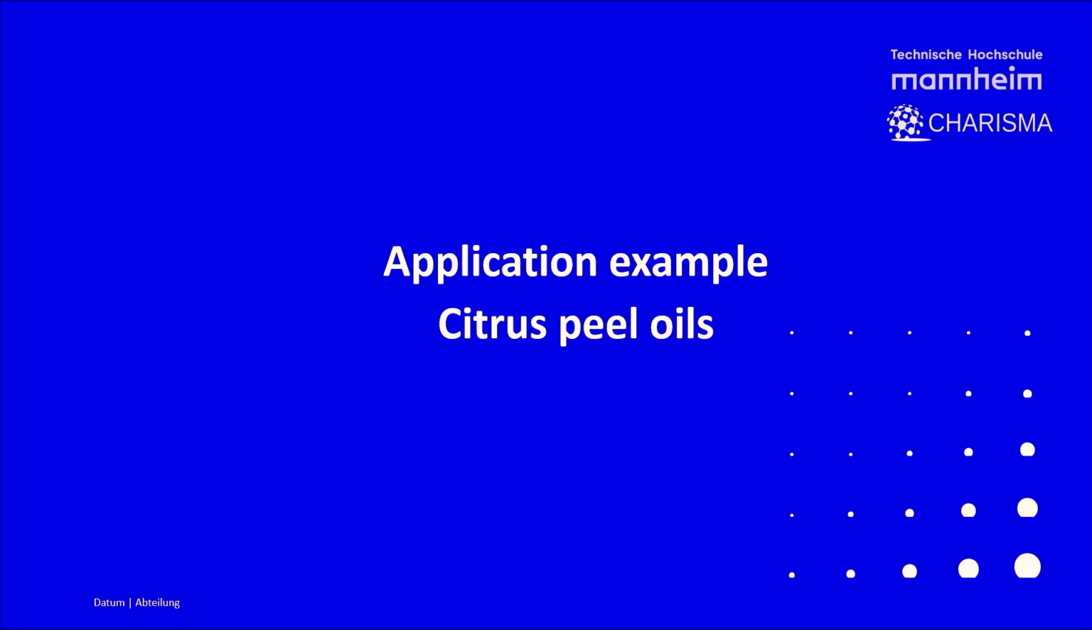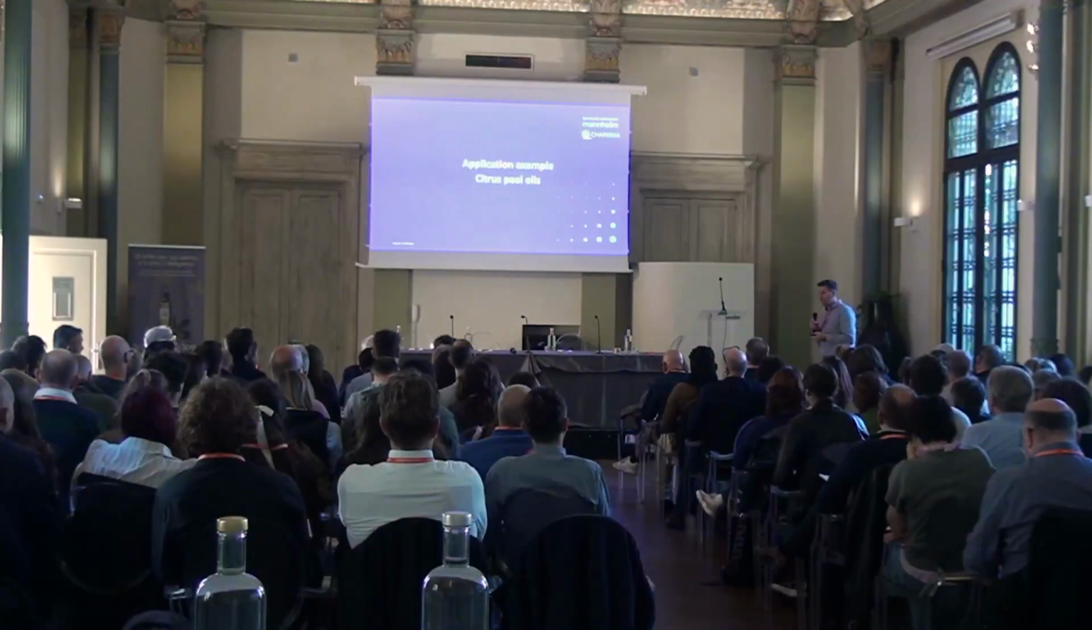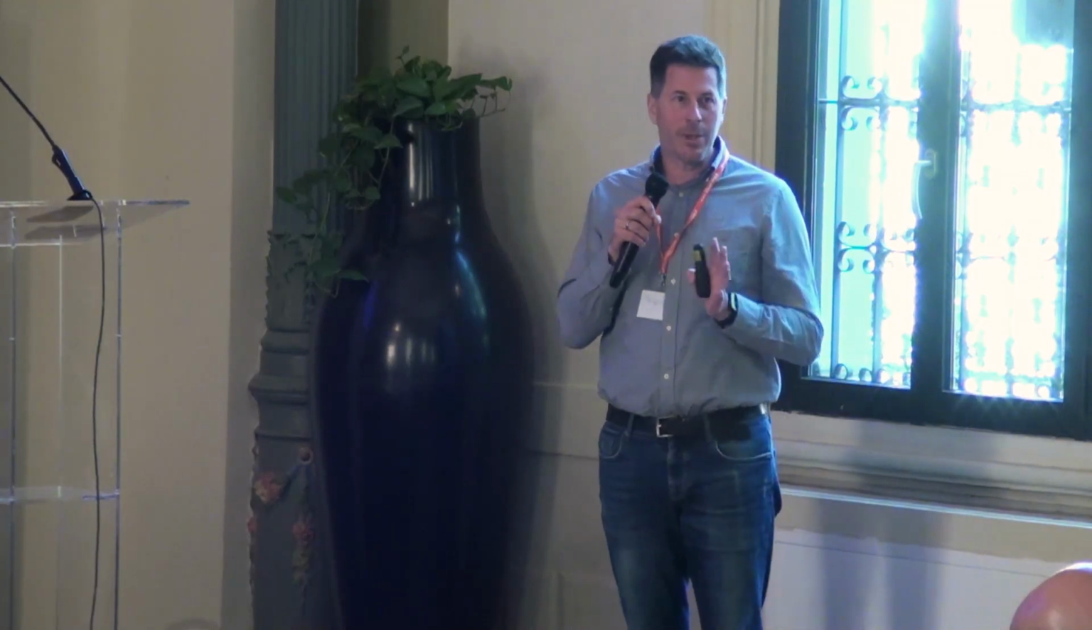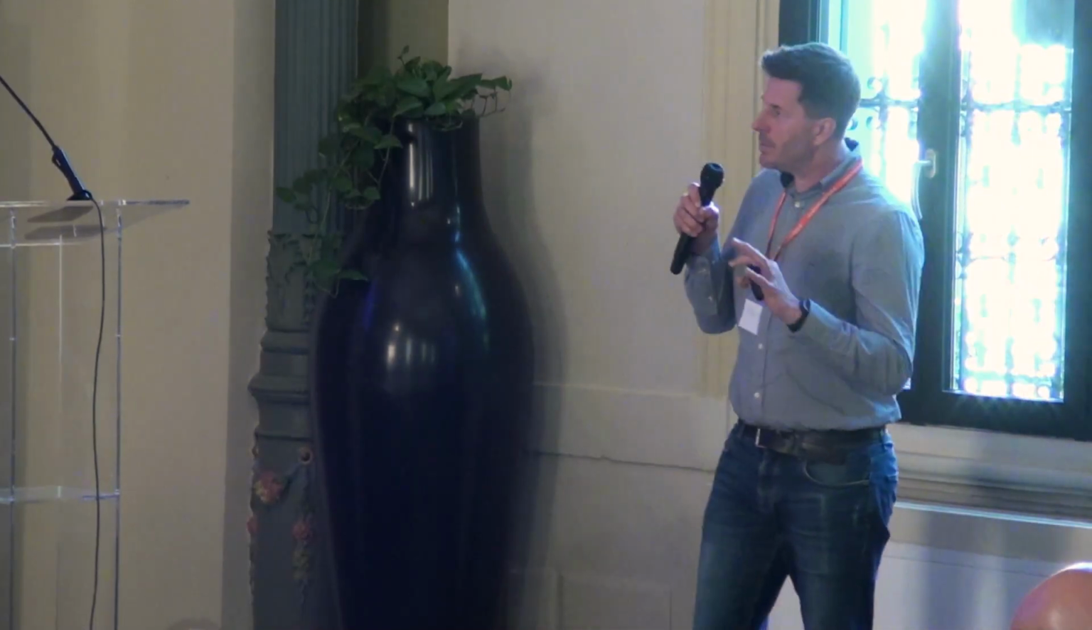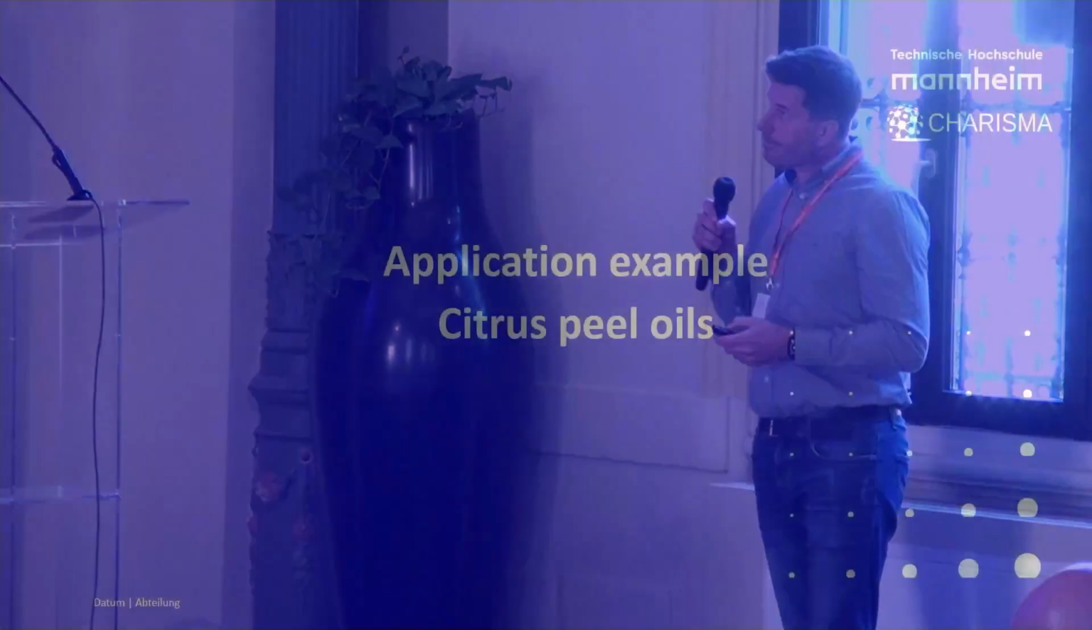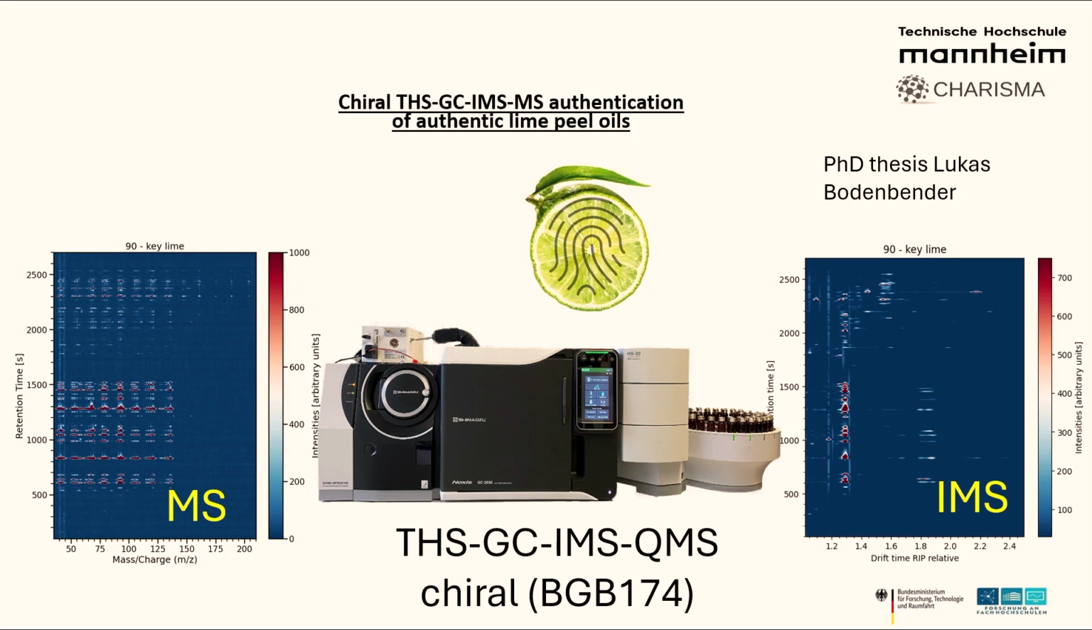So, application examples. The first one I really like is citrus peel oils, because citrus peel oils are extremely complex in their composition. It's amazing how much difference you have in those oils, depending on the production type, in terms of quality and so on. And this is actually from a PhD student of mine, Lukas. He developed that approach, and this is a chiral trapped headspace analysis.